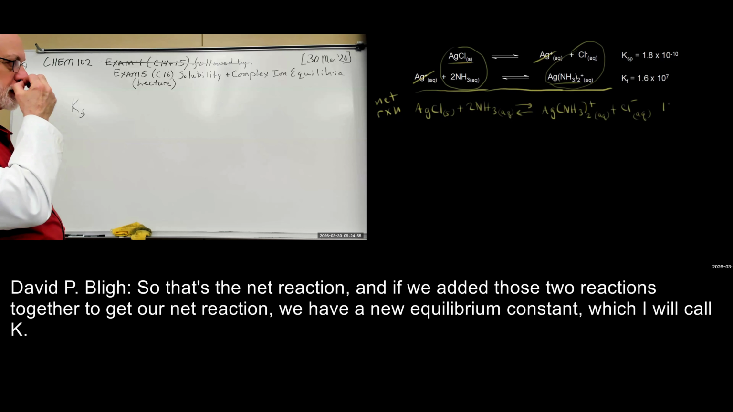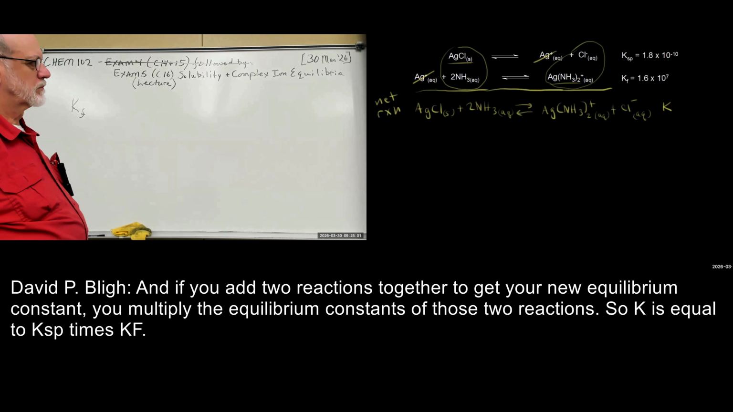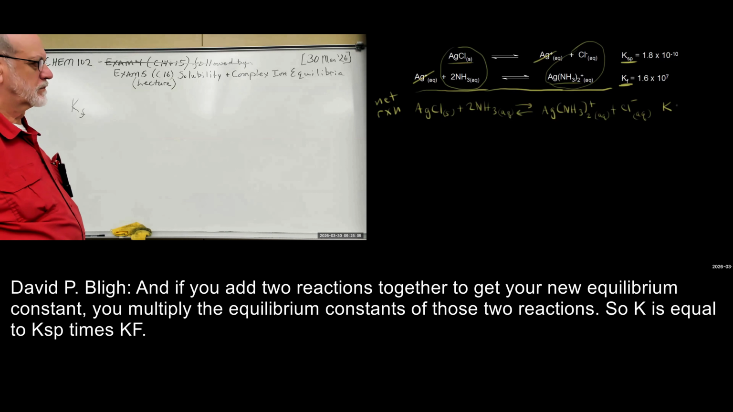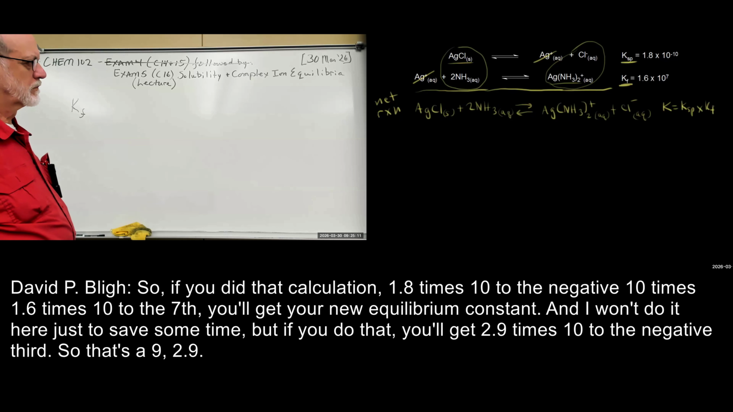And if we added those two reactions together to get our net reaction, we have a new equilibrium constant, which I will call K. And if you add two reactions together to get your new equilibrium constant, you multiply the equilibrium constants of those two reactions. So K is equal to Ksp times Kf. So if you did that calculation, 1.8 times 10 to the negative 10 times 1.6 times 10 to the 7th, you'll get your new equilibrium constant.